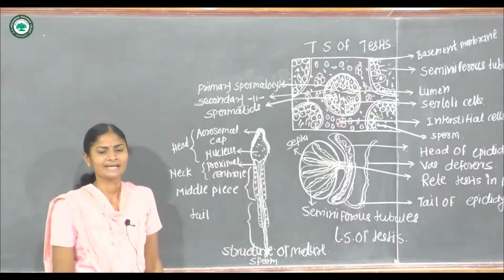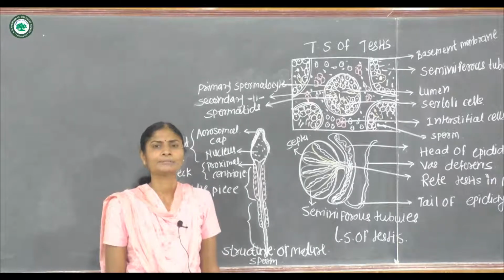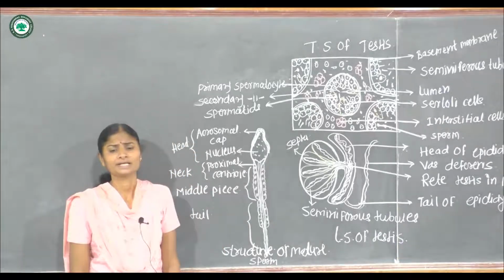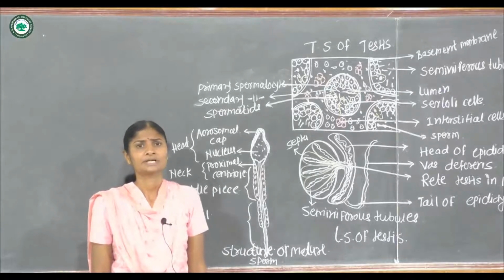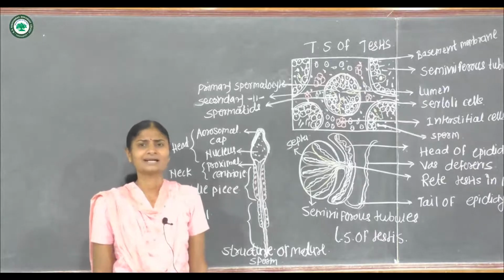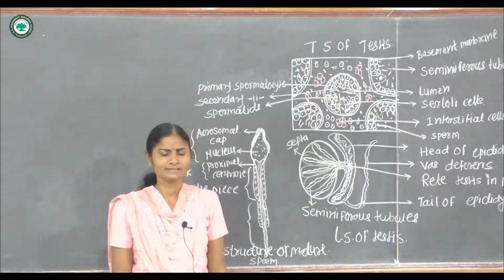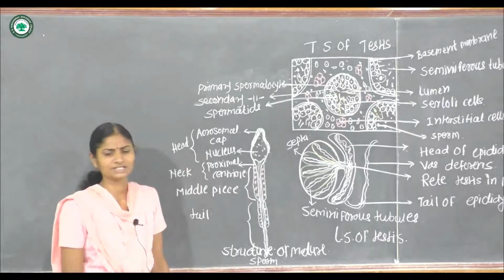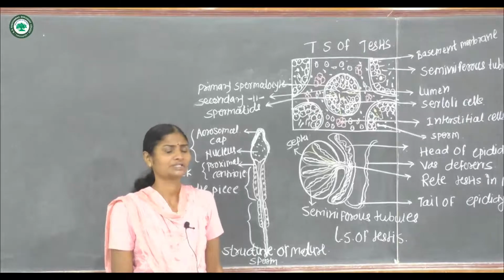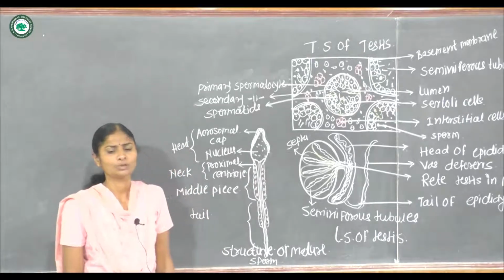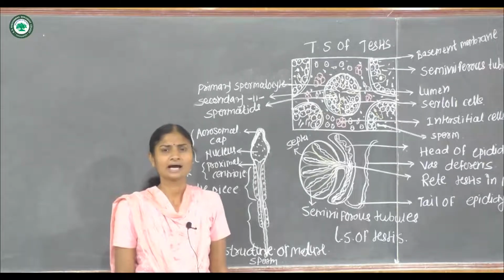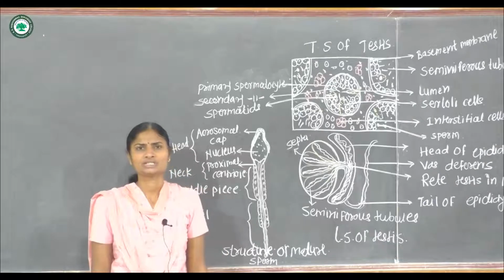Testes are male reproductive organs, and a pair of testes is present. In the female reproductive system, the reproductive organ is a pair of ovaries. These organs are also called endocrine, and they mainly secrete hormones. The testes produce male sex cells, that is sperms, and the female ovary produces ova. Therefore, these are also called cytogenous glands.